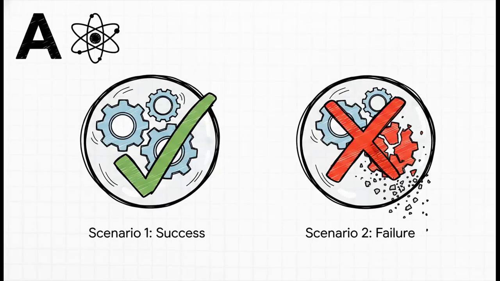So, first up, the A stands for atomicity. And hey, this should ring a bell, right? This is our all-or-nothing rule we've been talking about. An atom is supposed to be indivisible, and a transaction is treated the exact same way. It either happens completely or it doesn't happen at all, period.